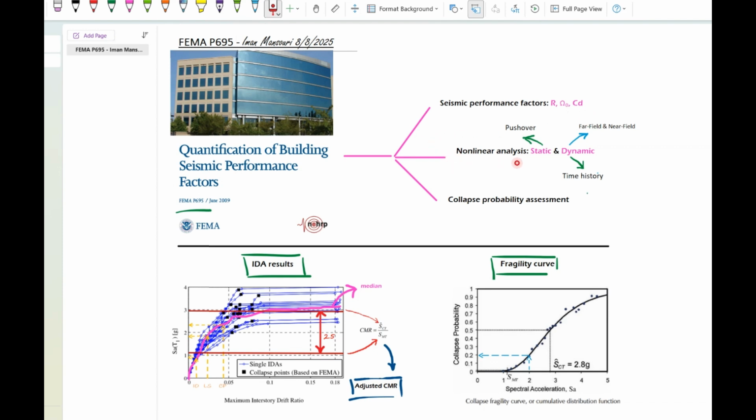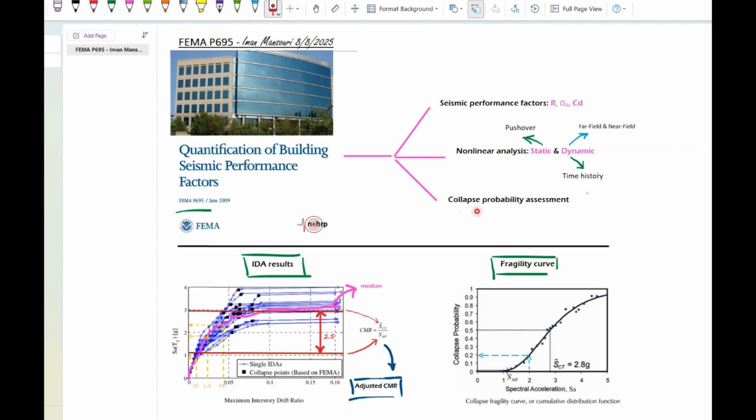Second, FEMA P695 provides a clear guideline for selecting and classifying ground motion records, specifically how to separate far field and near field records. This is super helpful when running dynamic analysis.